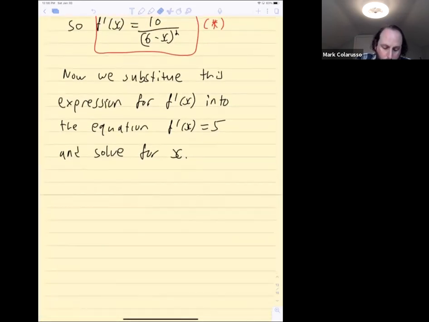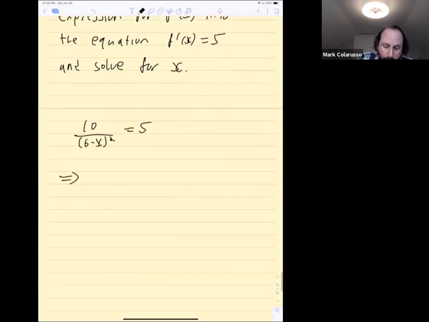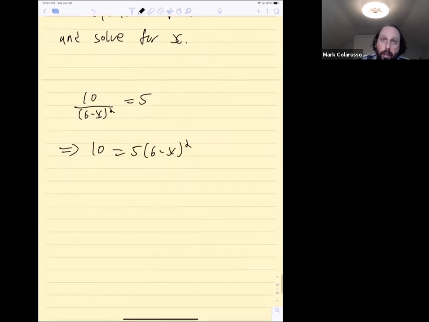Now the calculus is done, and so now we're just doing algebra. So this requires doing 10 over 6 minus x squared equals 5. So you multiply both sides by 6 minus x squared, you get the equation 10 is 5 times 6 minus x all squared. And now you have to FOIL this out and get a quadratic equation that you can solve for x using the quadratic formula. So this is 5 times 36 minus 2 times x plus x squared.